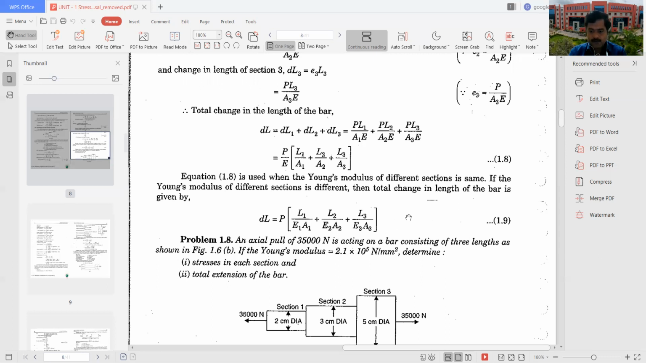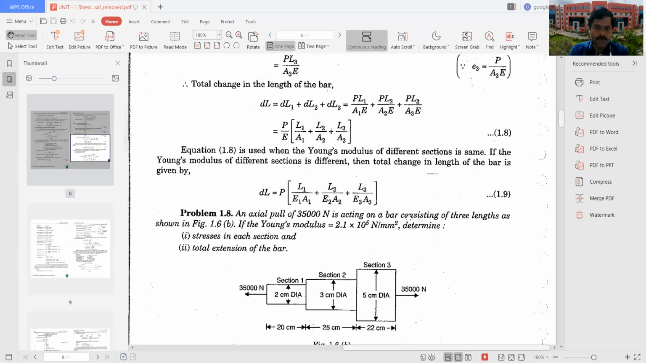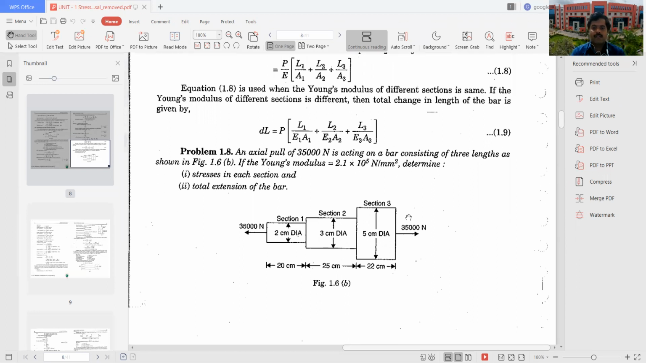Okay. So now we can see the problem. Here you can see this problem. An axial pull, an axial load given as 35,000 Newton, 35 kilonewton, is acting on a bar consisting of three lengths as shown in the figure. There are three different lengths.